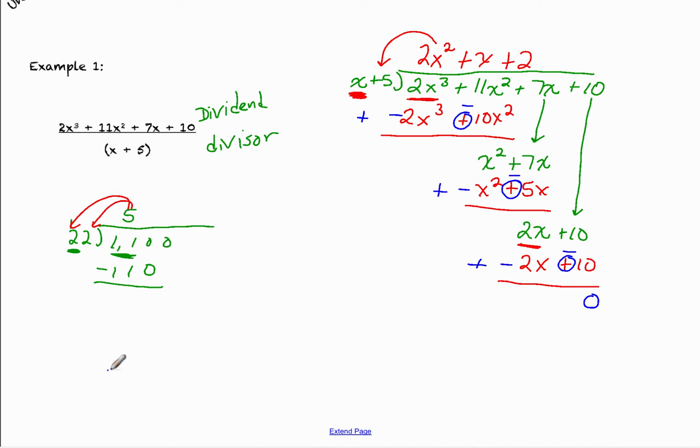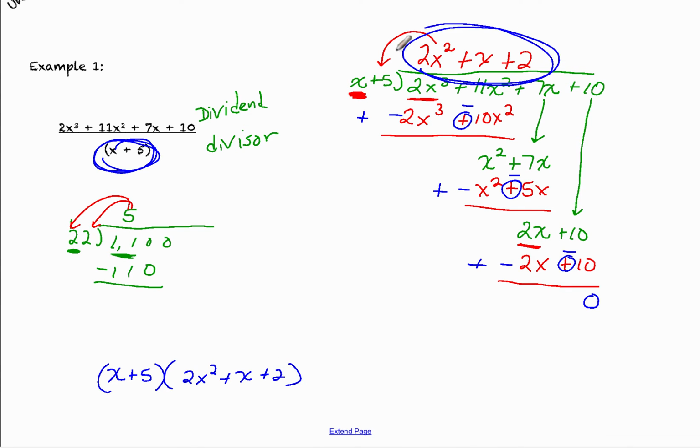So in other words, x plus 5, which was our divisor, multiplied by 2x squared plus x plus 2 gets me my dividend: 2x cubed plus 11x squared plus 7x plus 10.